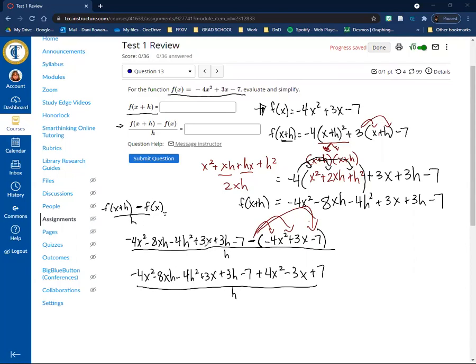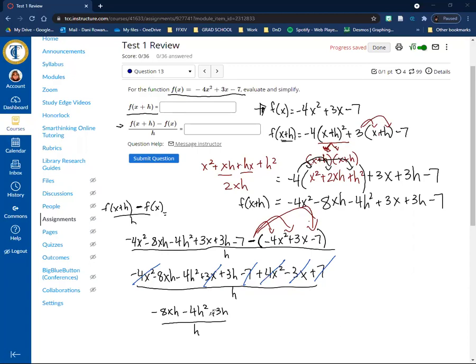So what can we combine or get rid of? Your x squared. Yeah, we have negative 4x plus 4x, right? That's 0. Okay, what else? Your regular x. Yep, positive 3x minus 3x. Anything else? Should be one more. And then the sevens. Yep, negative 7 plus 7. Okay. Cleaning this up, we have negative 8xh minus 4h squared plus 3h all over h.